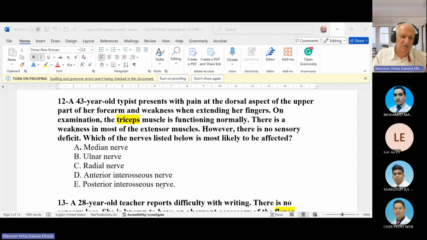So it is important to know all the extensors of the forearm: the triceps muscle is supplied by the radial nerve, and the other extensors by the posterior interosseous.